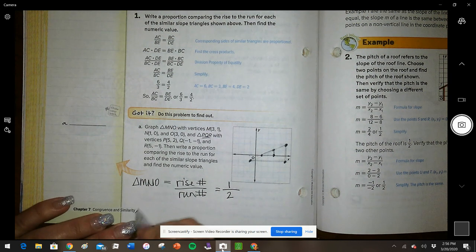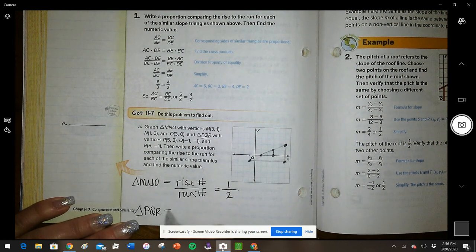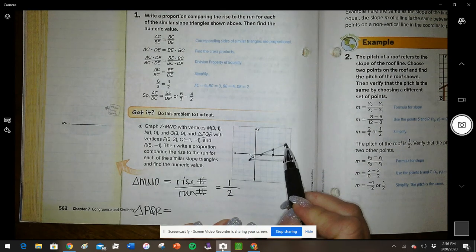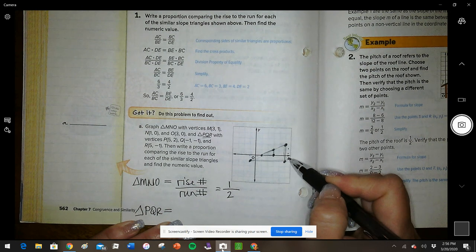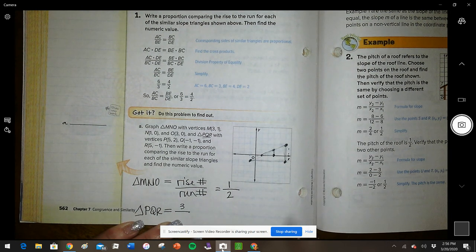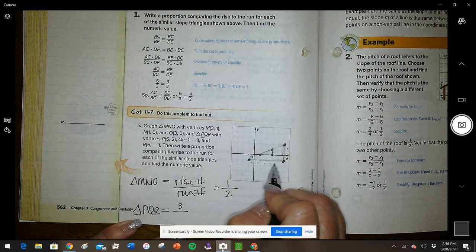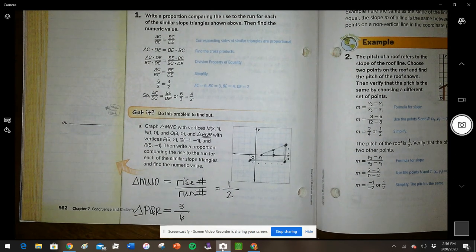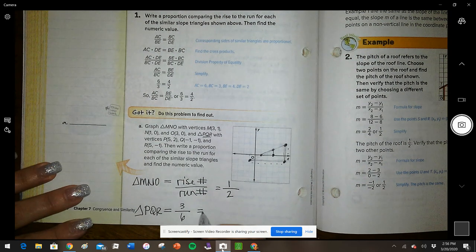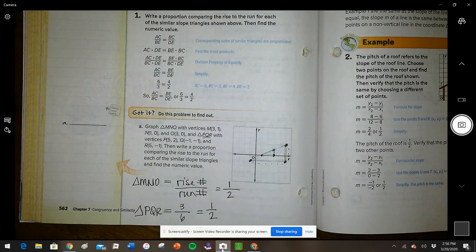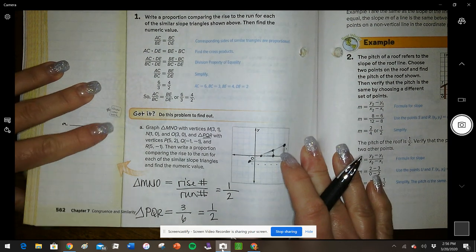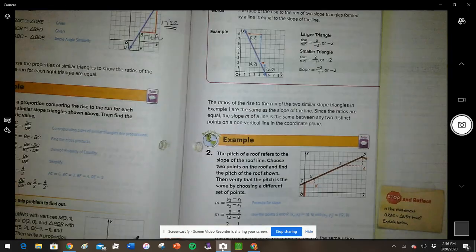Okay, let's do triangle PQR. So here's my triangle. Remember, I want my rise number on top. So my rise number, it looks like, is 3. And my run number is 6. I just counted 6. And 3 over 6, what does that reduce to? 1/2. And so check it out. The slopes are the same. Okay, they are definitely the same. So nice.